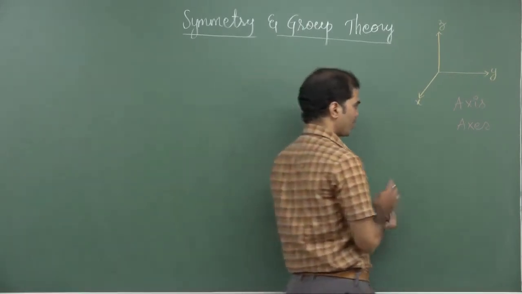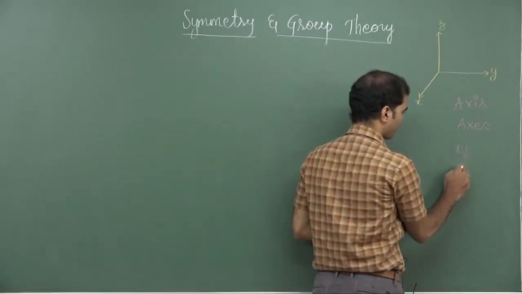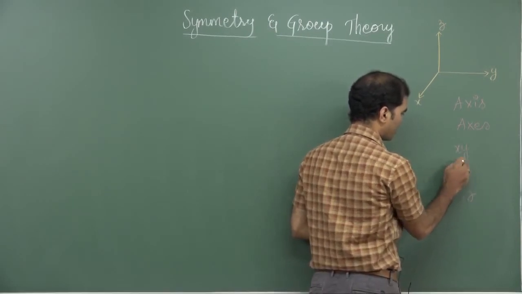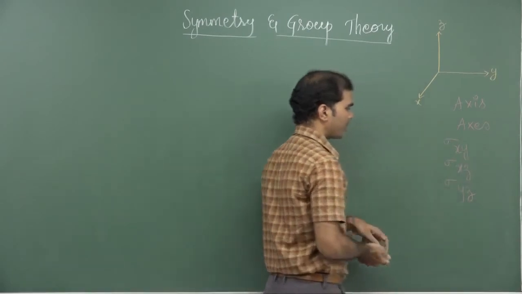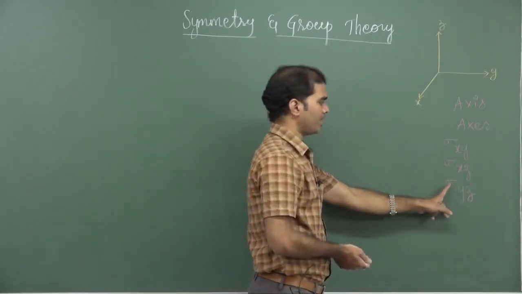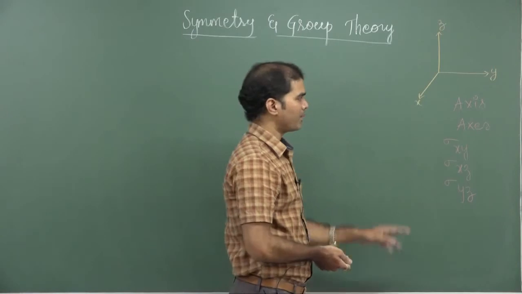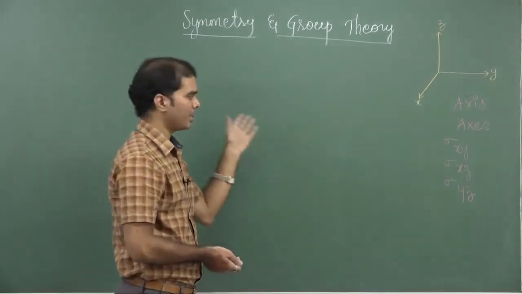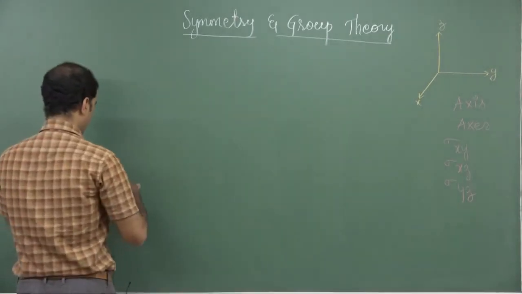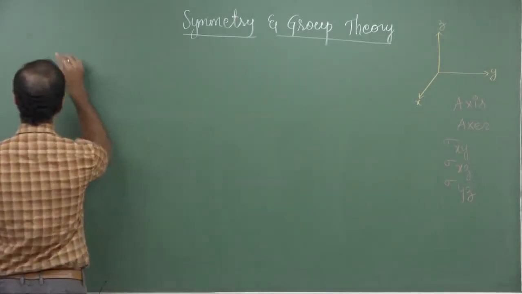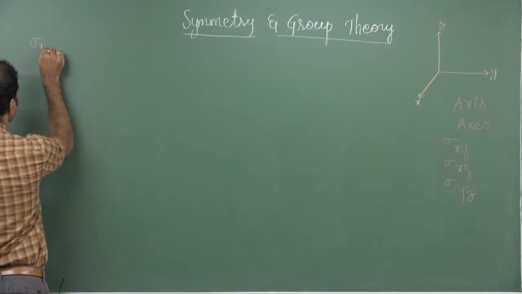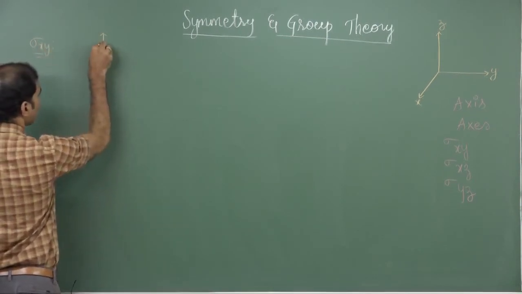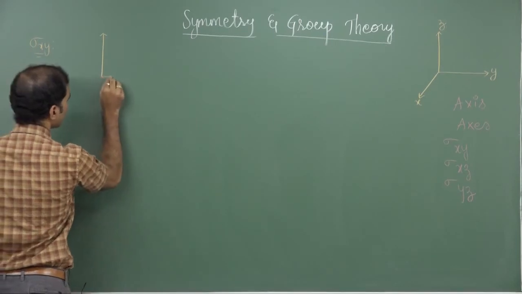So what are these 3 planes? One is XY, XZ and YZ. A plane is represented by a sigma, so simply you can put it as sigma XY, sigma XZ and sigma YZ. So which coordinates exchange when I pass a plane and which coordinates do not exchange, we will try to figure it out. Let us start with the first one, sigma XY. How to denote sigma XY? First let us learn.